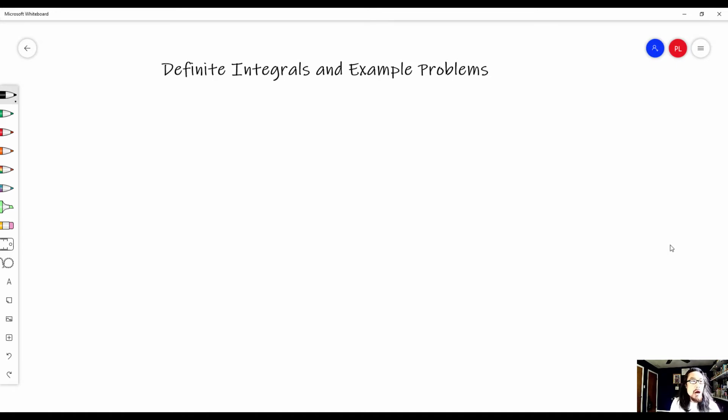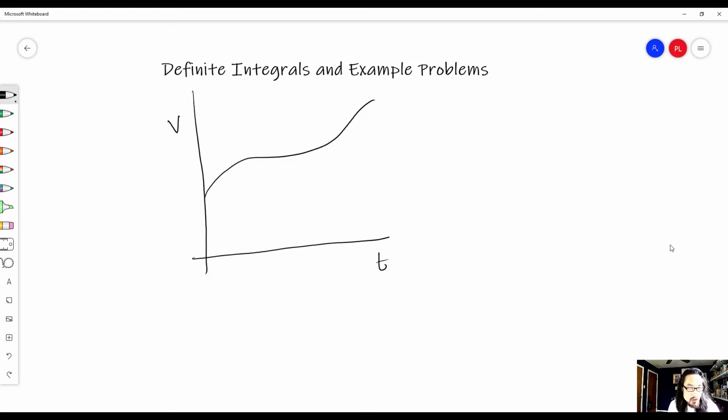Now, if you remember from the previous video, if we were given a function that looks something like this, the indefinite integral will tell us the entire area under the curve for this function as it approaches infinity. But we don't want to do that a lot of the time in physics. A lot of the time in physics, we want to know for very certain things. For example, if we are given a velocity time graph, and I only want to know the integral between two certain points, that's what definite integrals tell us.